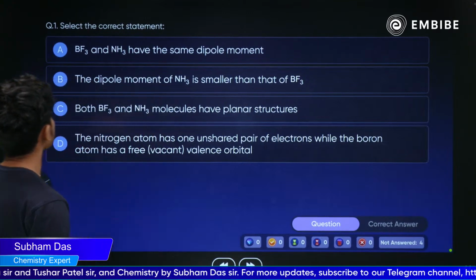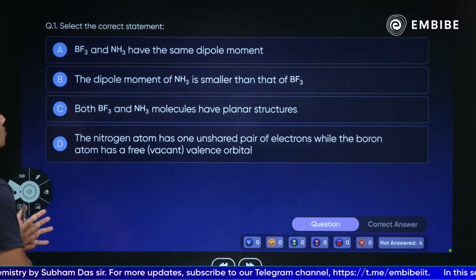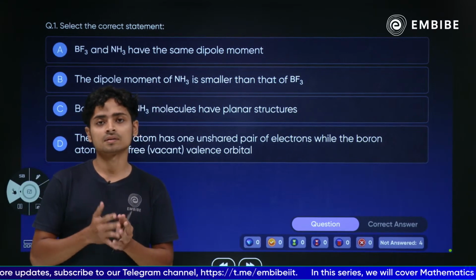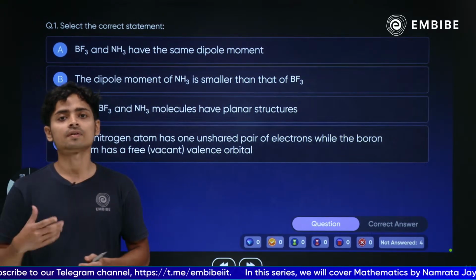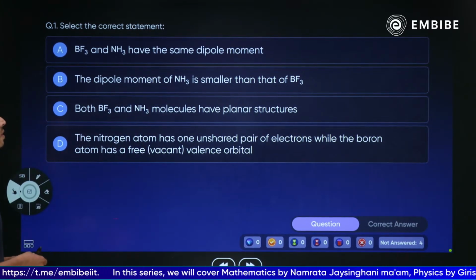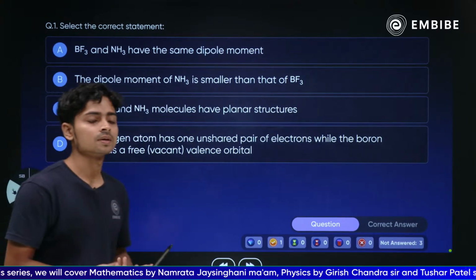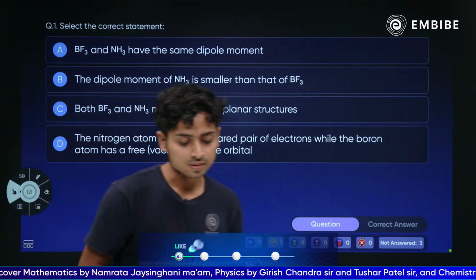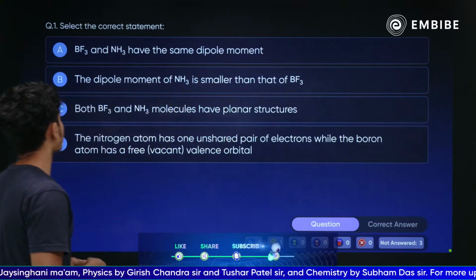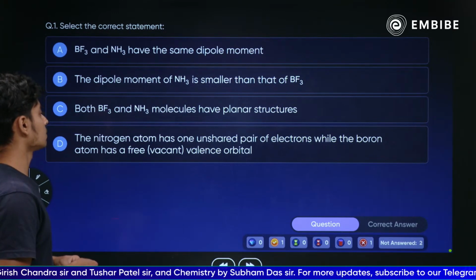First question is, select the correct statement. BF3 and NH3 have the same dipole moment. Dipole moment is a vector quantity, so you have to figure out the resultant vector. Is it 0, is it cancelling out, or is there a certain value for it? Next, the dipole moment of NH3 is smaller than that of BF3. The structure of BF3 is trigonal planar, and the structure of NH3 is pyramidal. Next, the nitrogen atom has one unshared pair of electrons, while the boron atom has a vacant valence orbital.